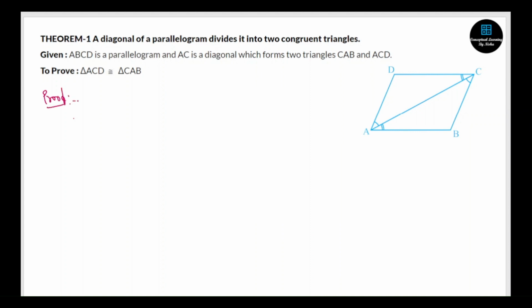So what can I say about this angle and this angle? Yes, they are equal. Why? Because, so let me write it. In triangle ACD and triangle CAB, okay, what can I say? Angle ACD equals angle CAB. Correct? Alternate angles. Very good.